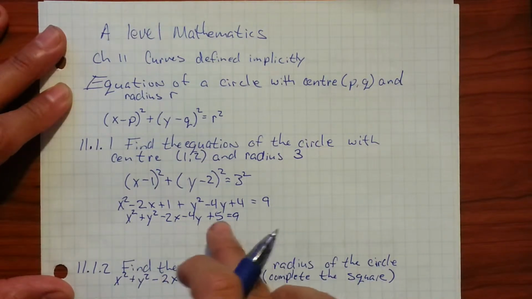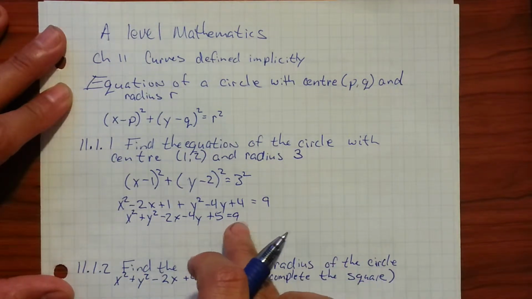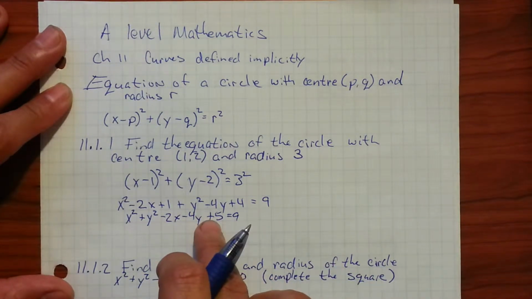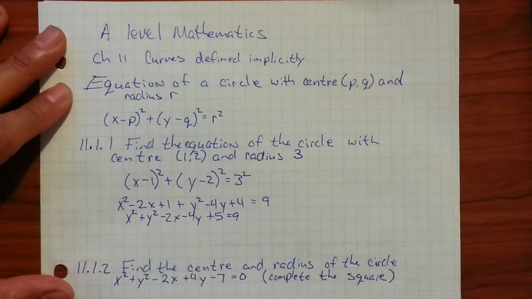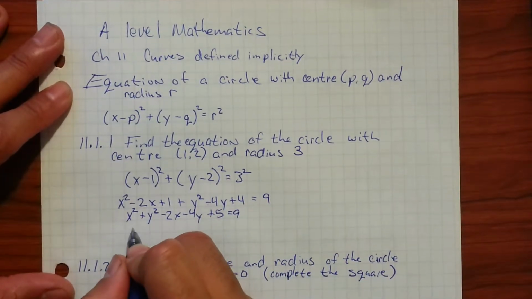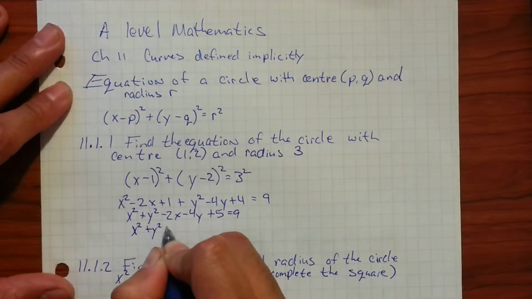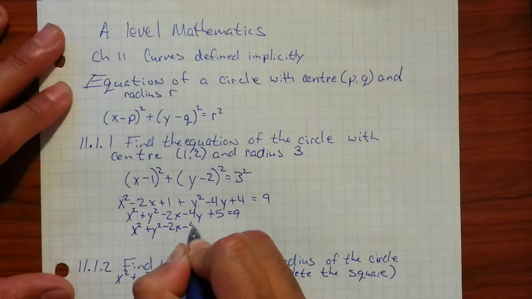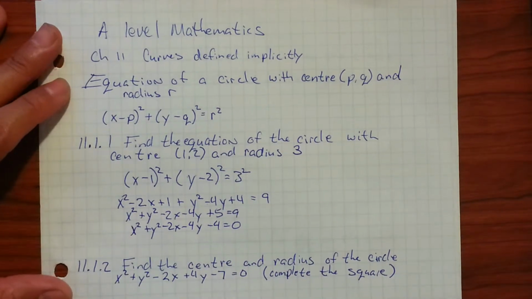I'm going to move it to the other side, and this would be another way that you would commonly see this. You'll see it moved over to this side right here, because this is always going to be set equal to 0 for these equations. So it would be x squared plus y squared minus 2x minus 4y. Now move that over here, I get negative 4 equals 0.